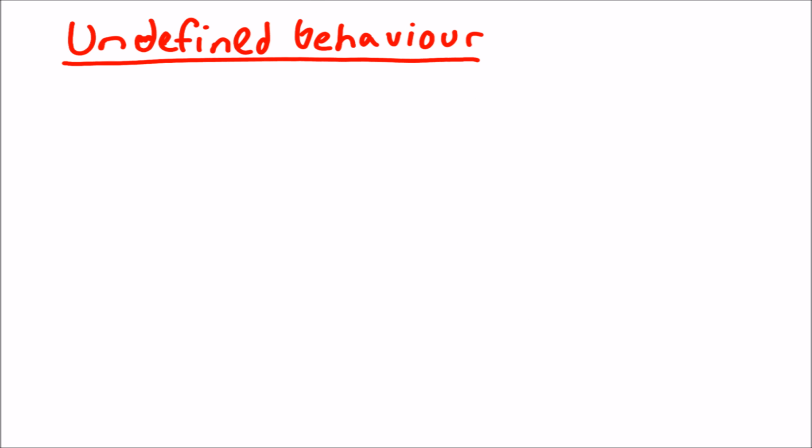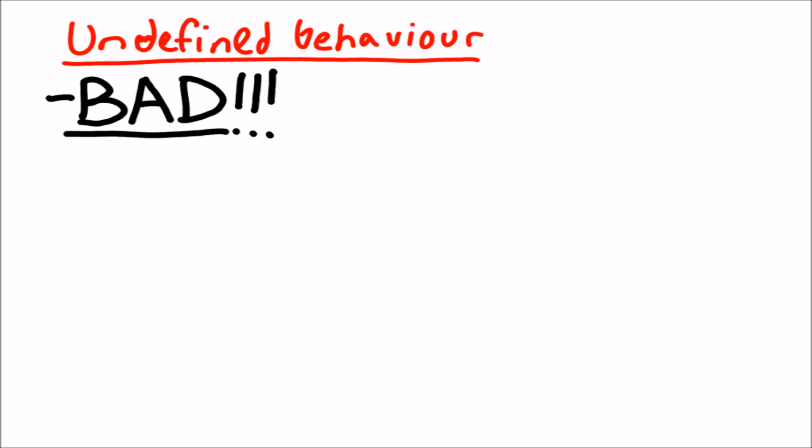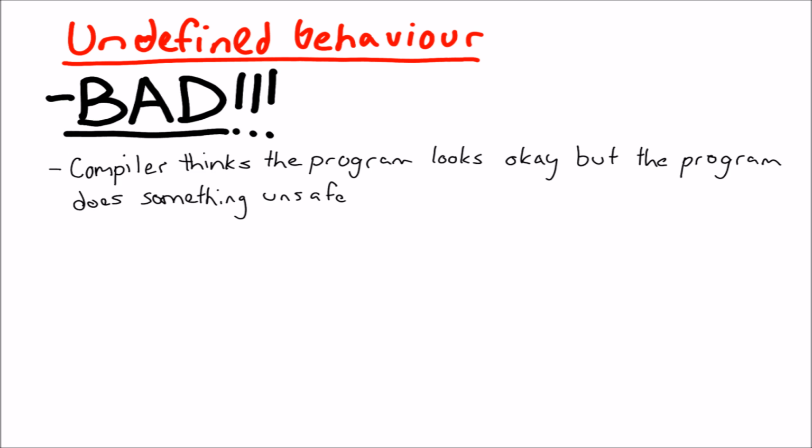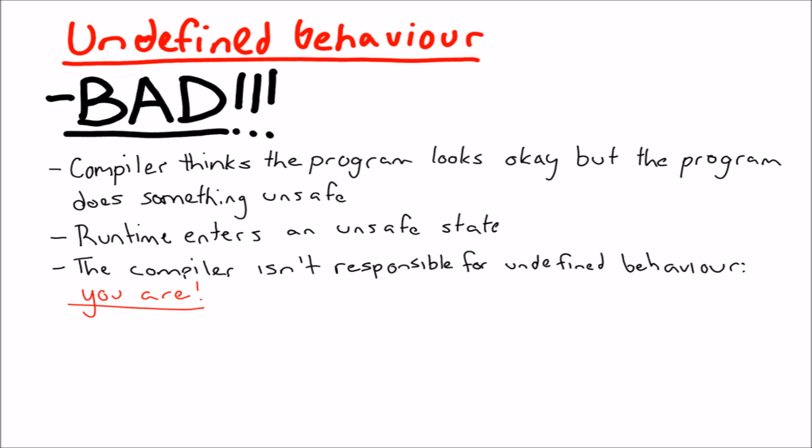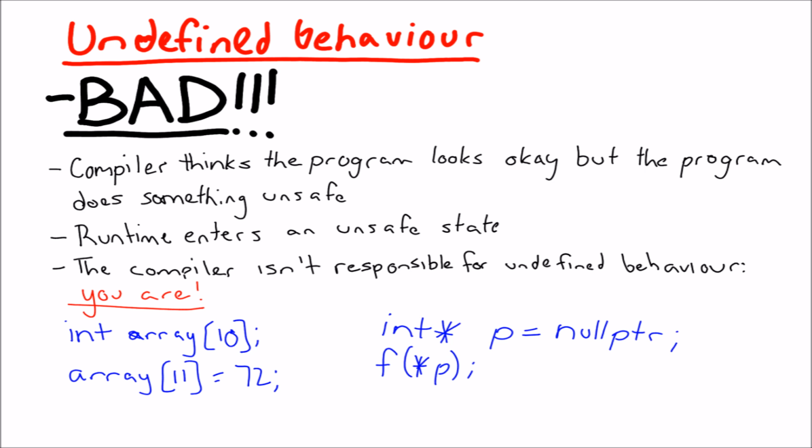All right, let's move on to the final term for this video, undefined behavior. Undefined behavior is the worst possible state a C++ program can reach. And this is because while you have written a syntactically and semantically valid program, the runtime is not guaranteed to be safe. This is where the compiler washes its hands and is not required to make any sense of what you've done. One example of undefined behavior is trying to access the 11th element of a size 10 array, or trying to double free a pointer.